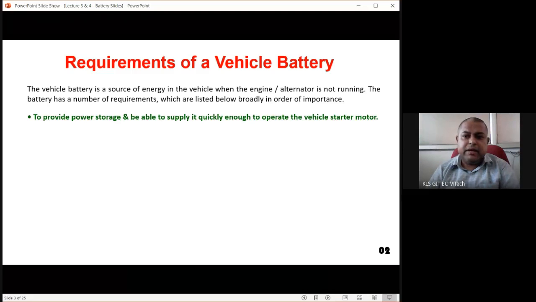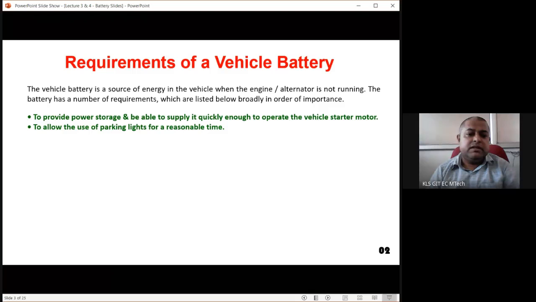During starting, the battery has to withstand a jerk, as we need a very huge amount of energy at the starting of the car. And when the vehicle starts, the other generators take up or share the energy requirement. But at the starting, it's only the battery which is helping the vehicle to start. So these are the two very important points: one is the power storage, another is quickly enough. The battery has to supply energy quickly enough.